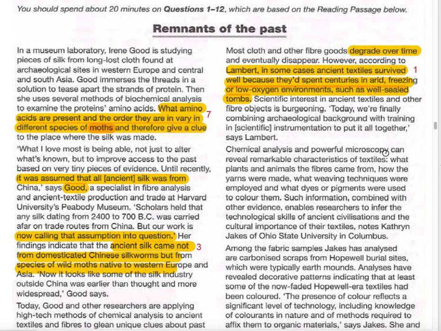So, what weaving techniques, what tools were used, what dyes were used to color. Enables readers to infer the technological skills of ancient civilizations. Infer means predict, suggest something. So it says here that all this information enables researchers to infer the technological skills of ancient civilizations.